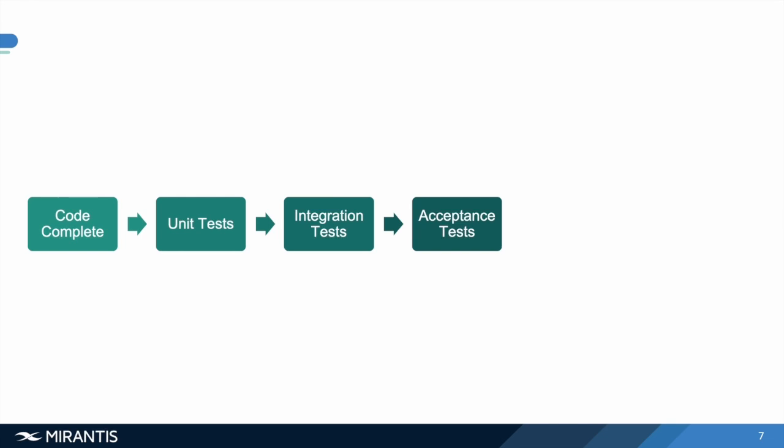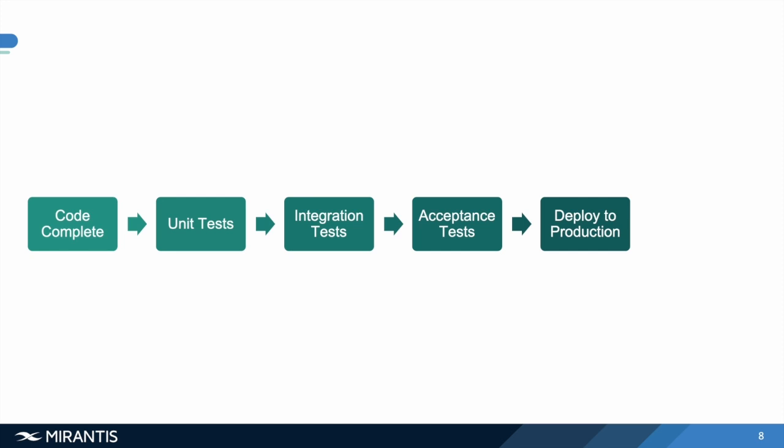Now, as you can see on the screen over here, after your code is complete, perhaps you go through some unit tests to make sure the functionality is correct. Then you go through your integration tests to ensure that whatever you built is actually going to be able to work with the other components. And then finally, your user acceptance tests. And by that time, you'll always have a built version of your code that is ready to be deployed.